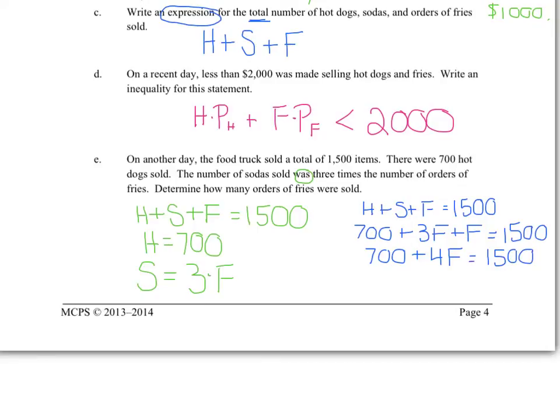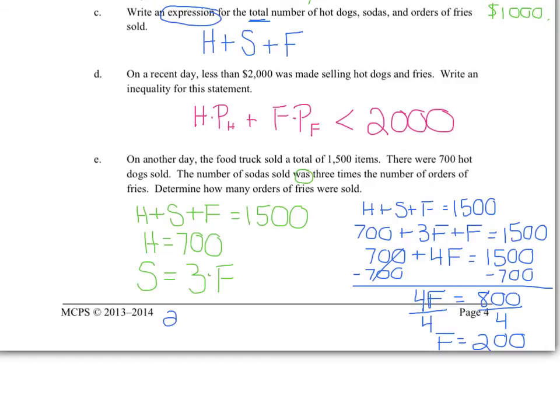Next, I'm going to do SADMEP. I'm going to do PEMDAS backwards, and I'm going to subtract 700 on both sides. This is going to cancel out, and I'm left with 4F equals 1,500 minus 700, which is 800. Finally, to get rid of the 4 and get F by itself, division is what gets rid of multiplication. So I'm going to divide both sides by 4, and I get F equals 200.